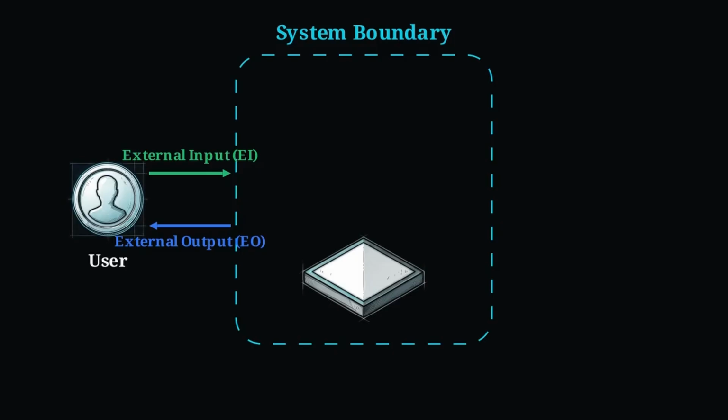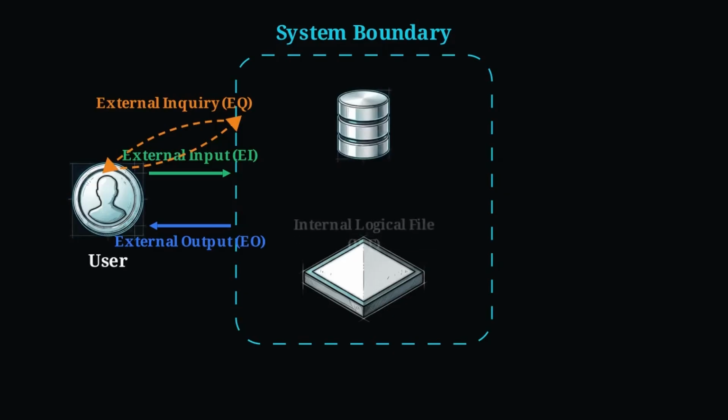Component 3 is external inquiries, or EQ. These are lightweight, bidirectional requests where a user retrieves existing information without triggering complex processing. Think of checking your bank account balance. Component 4 is internal logical files, or ILF. This represents the permanent, structured data stored and maintained entirely inside the software's own boundary.